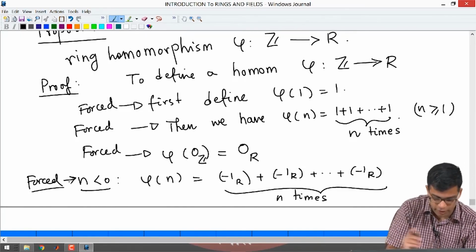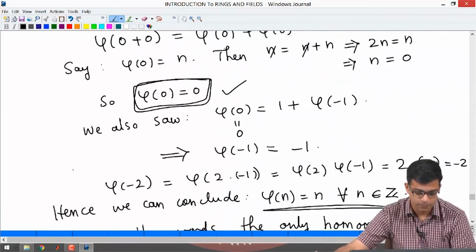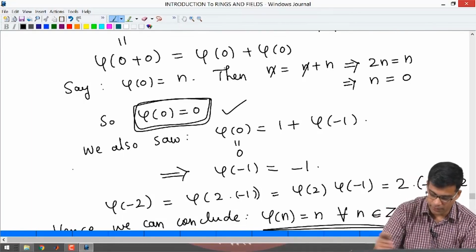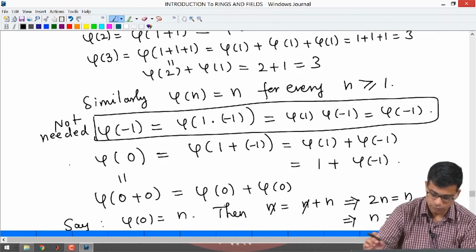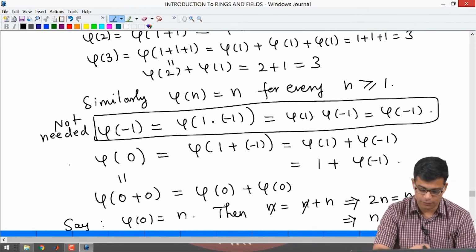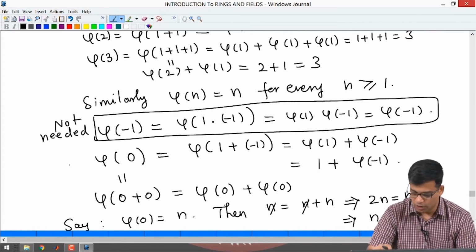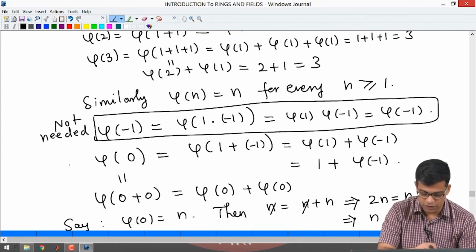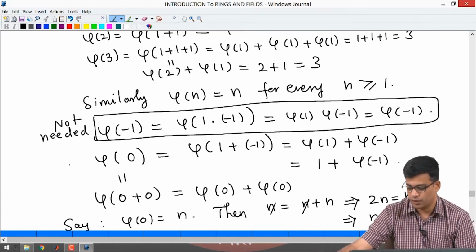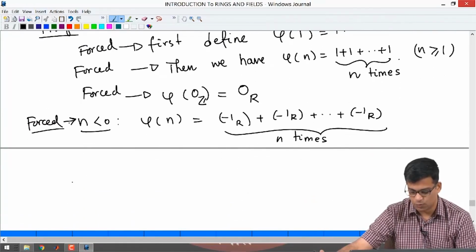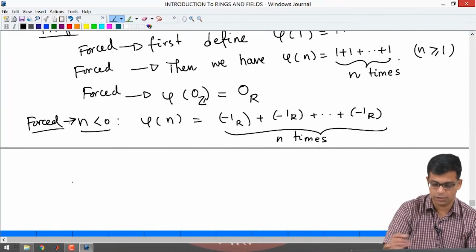right. I have already told you again here, because phi of minus 1 is phi of 1 plus phi of 0, which is phi of 1 plus minus 1, which is phi of 1 plus phi of minus 1. phi of 1 is 1 and phi of 0 is 0. So, phi of minus 1 will be minus 1. Similarly, phi of minus n will be minus 1 plus minus 1 plus minus 1, n times. So, this is also forced.